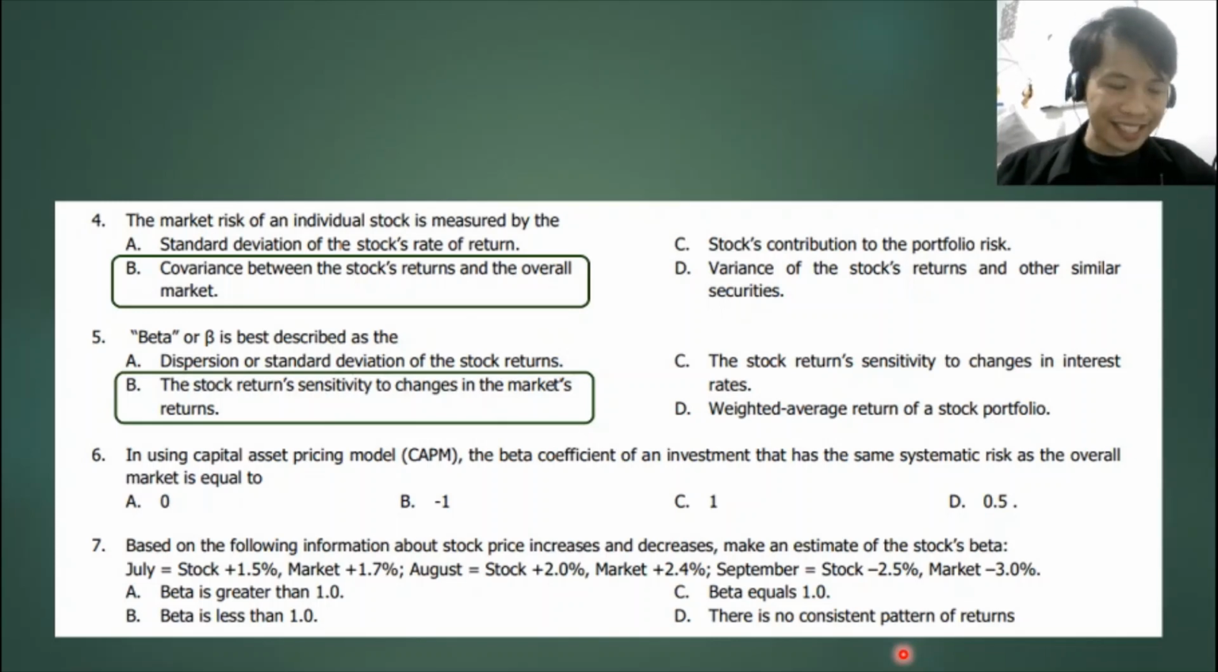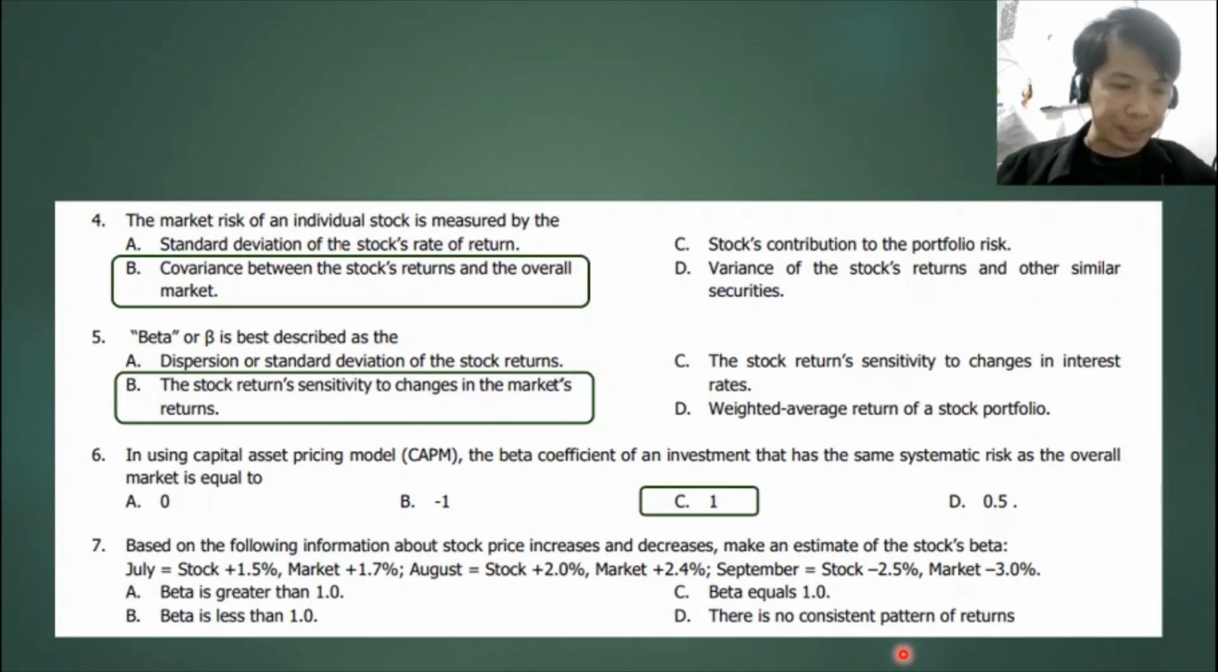Number 6, in using the capital asset pricing model or CAPM, the beta coefficient of an investment that has the same systematic risk as the overall market is equal to, so this is the covariance between the stock's return and the overall market, the stock having the same volatility as the overall market. So that would give you a beta of 1. Again, when we talk about the overall market, its beta is equal to 1.